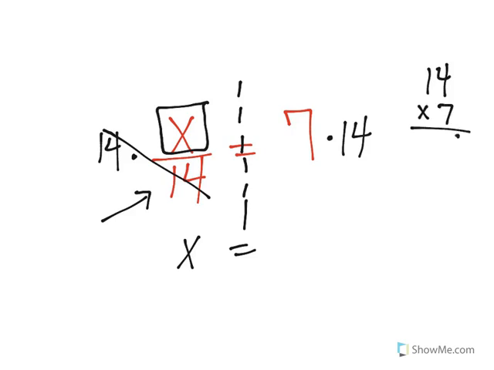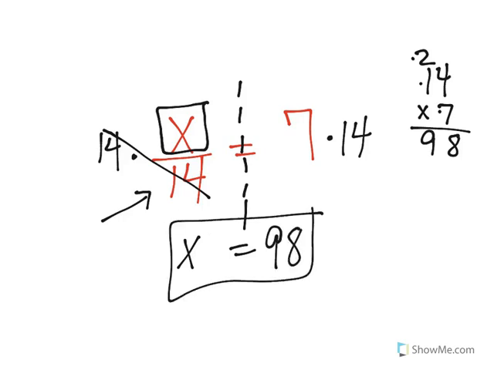All right, so 7 times 4 is 28. 7 times 1 is 7, plus 2 is 9. So 98. So, according to my answer, x is equal to 98.